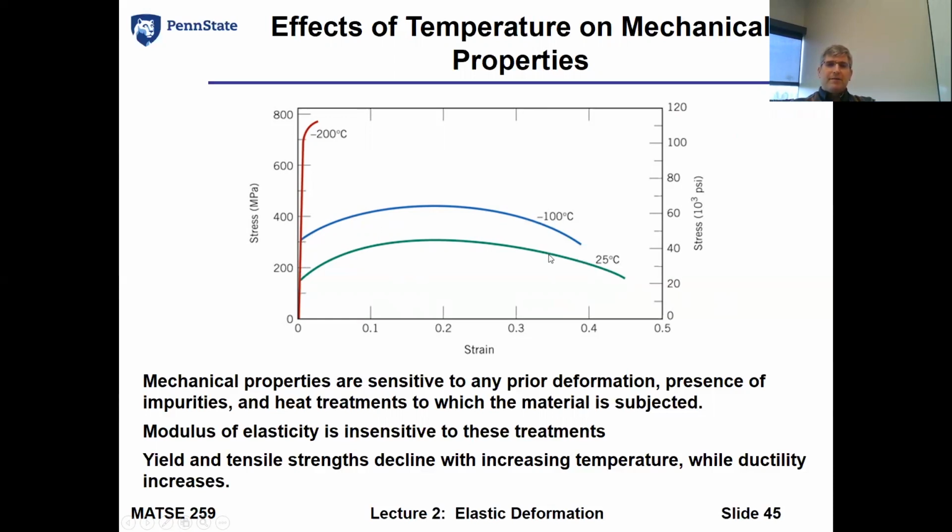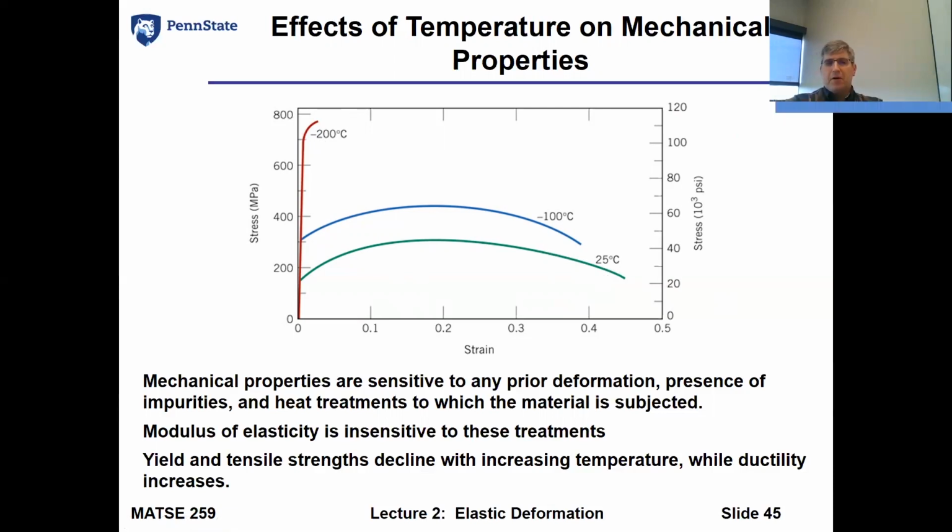But look what happens to our strain, our elongation. What we start to see is our ductility starts going down. And if we go to minus 200 degrees C, we see this significant decrease. We see almost no elongation. What we've done is we've transitioned from a ductile material to a brittle material. And we'll get into how we measure a transition from ductile to brittle previously.